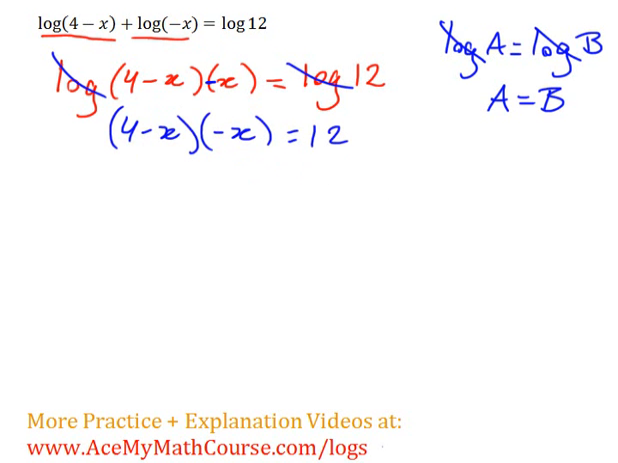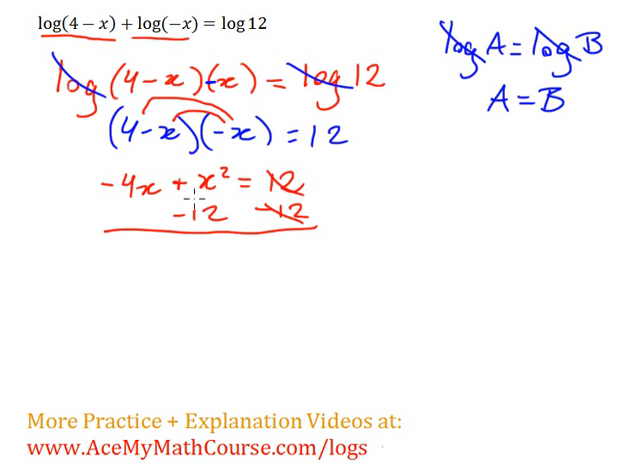And now what I can do is distribute the negative x. So 4 times negative x is negative 4x. Negative x times negative x is positive x squared, of course, because negative negative makes a positive. Great. Now, I can actually just subtract 12 from both sides of the equation. So I end up with negative 4x plus x squared minus 12, but I'll put the x squared first. It looks a little bit better that way. So we have x squared minus 4x minus 12 equals 0.